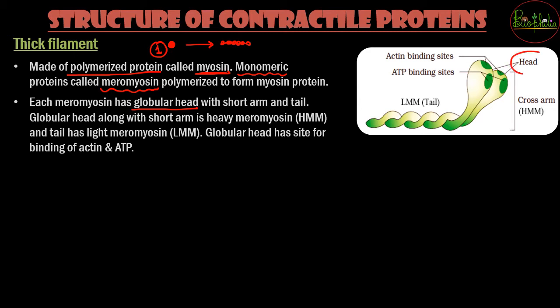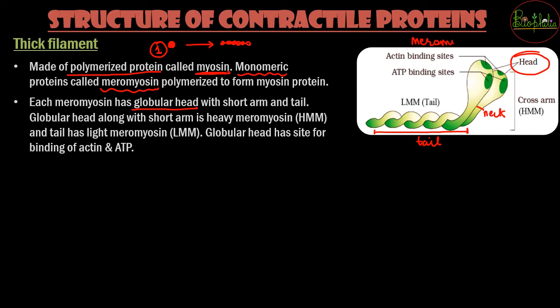So it has a globular head. Along with the globular head, there is going to be a short neck, and below the short neck, there is going to be short arm and a tail. So ये जो tail है, you can see that this part is nothing but the tail of it. And how is it going to be? This entire is one single meromyosin.